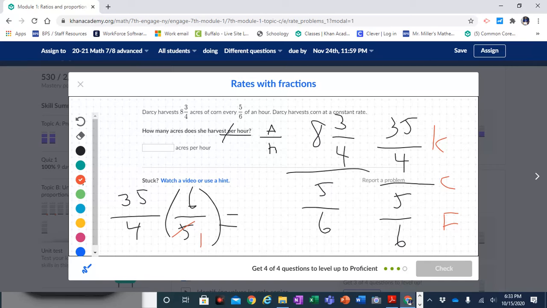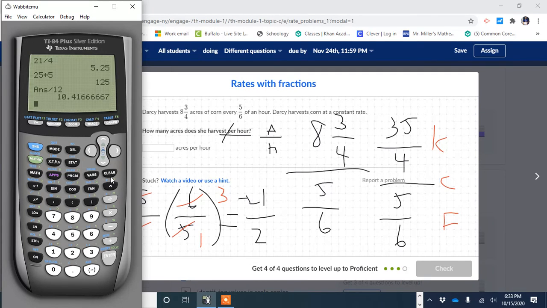5 goes into 5 once, 5 goes into 35 7 times. 4 and 6 can both be divided by 2. 4 divided by 2 is 2, 6 divided by 2 is 3. So when you solve, it's now 7 times 3 is 21, over 2 times 1 is 2. And then if we want it as a decimal, we could just do 21 divided by 2, and we get 10.5.